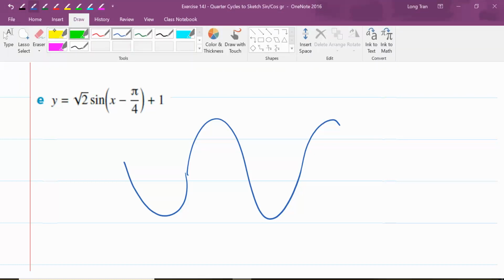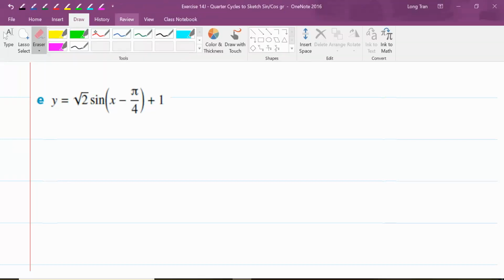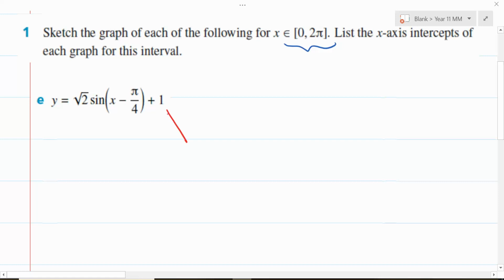What I want you to do is copy down this question. You've got y equals root 2 sine of (x minus pi on 4) plus 1. Let's read what each and every one of these does. So here we go. What does the plus 1 tell me? Seb, what does plus 1 tell me? Up by 1. Good. If it's plus, it tells you it goes up by 1.